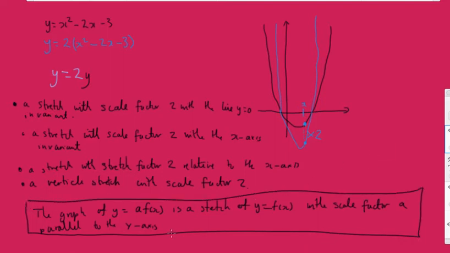Now a here can be less than 0. Then it can be considered to be a stretch of f of x with a negative scale factor, or a stretch with a positive scale factor followed by a reflection in the x-axis.